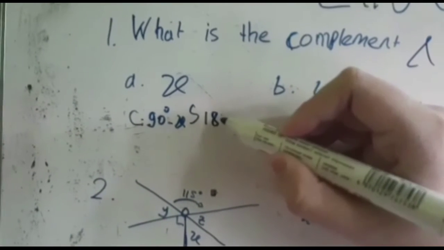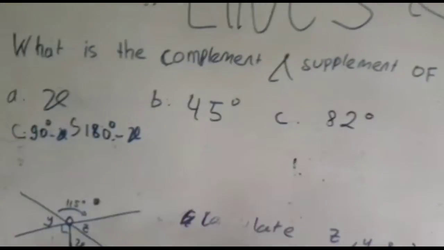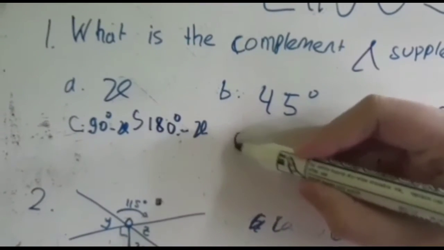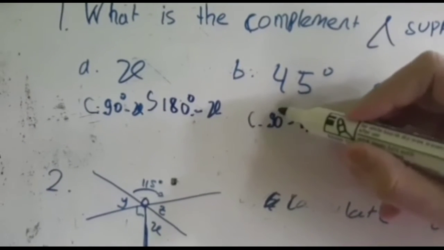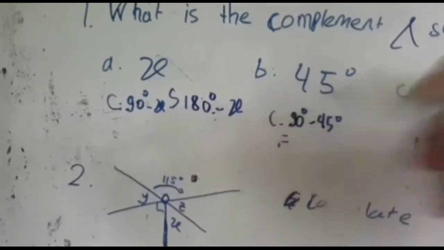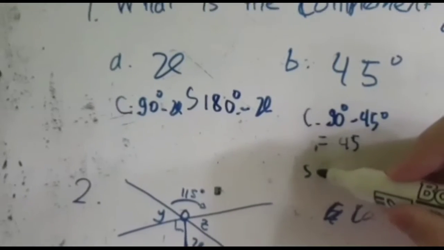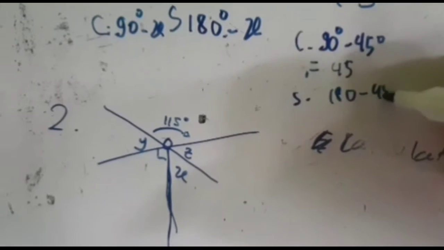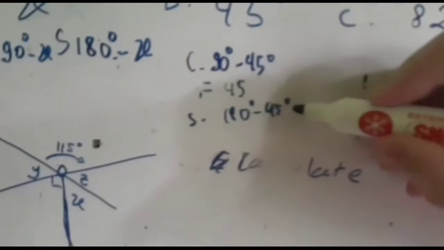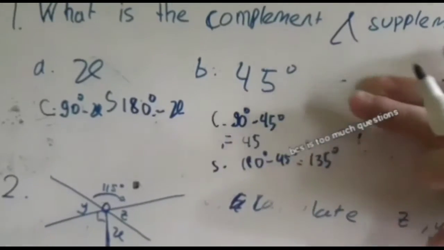So the supplement is 180 degrees minus x. For part B, the complement is 90 minus 45 degrees, so the answer is 45 degrees. And the supplement is 180 minus 45 degrees, which equals 135. Okay, so number 2.